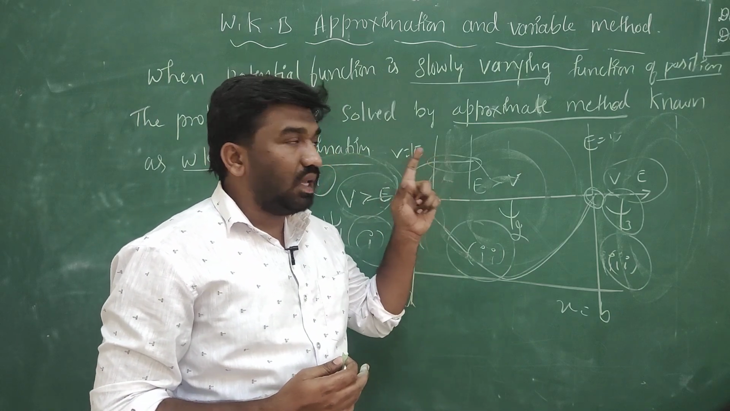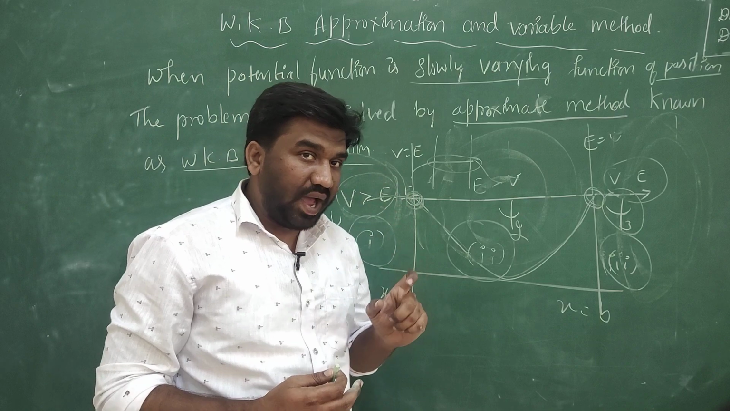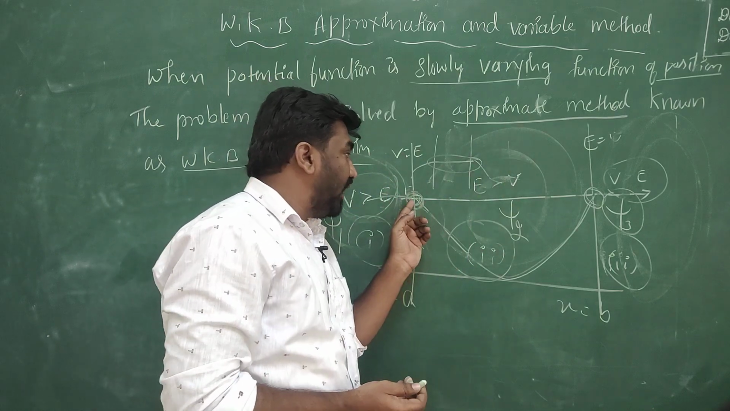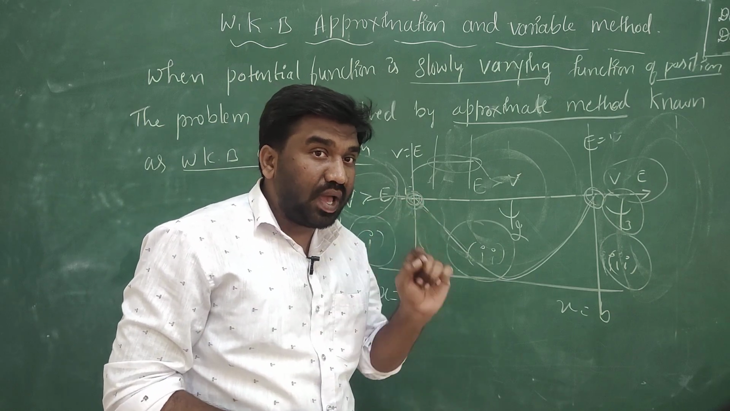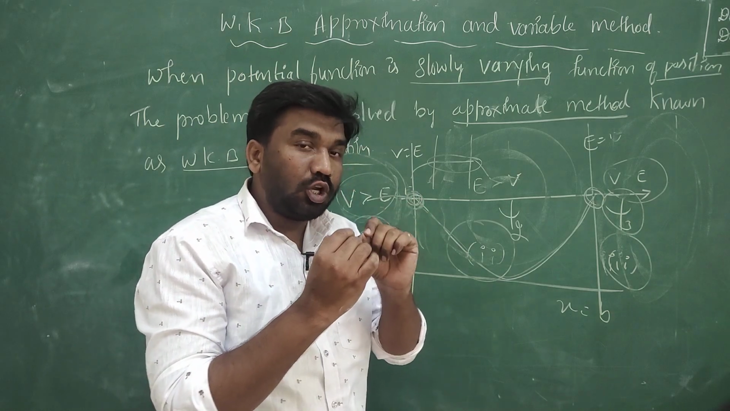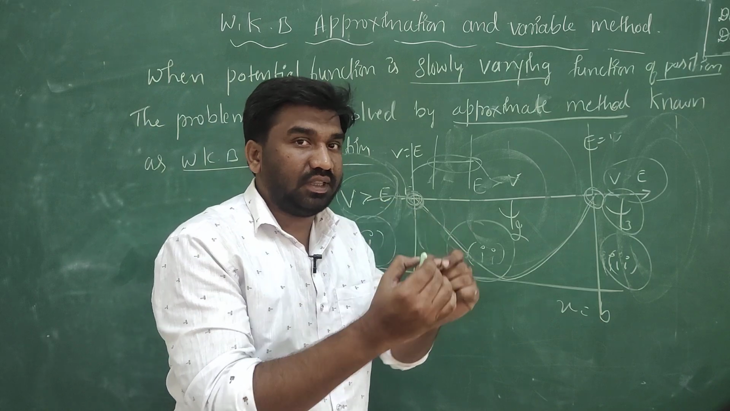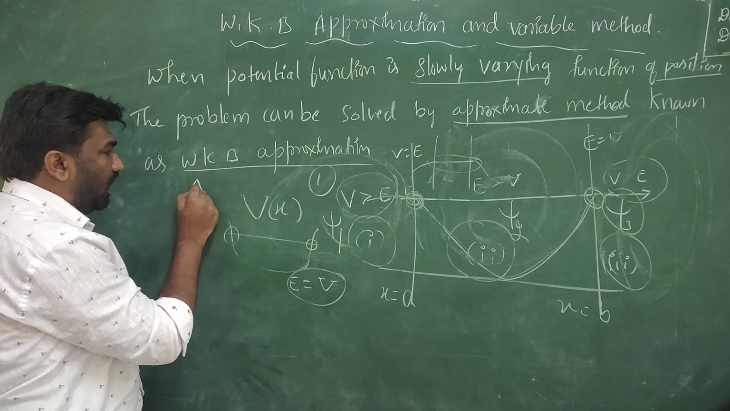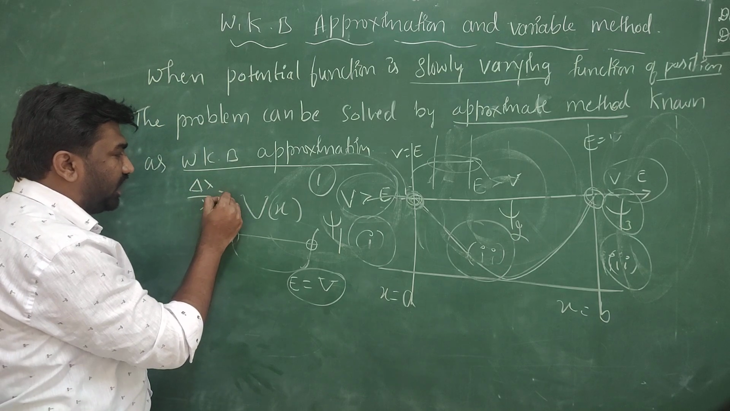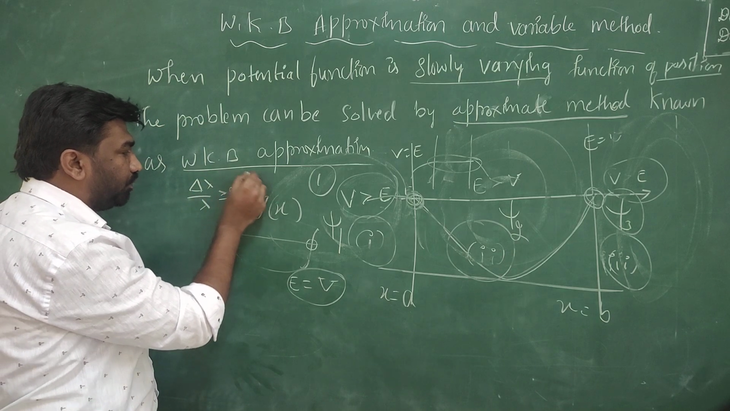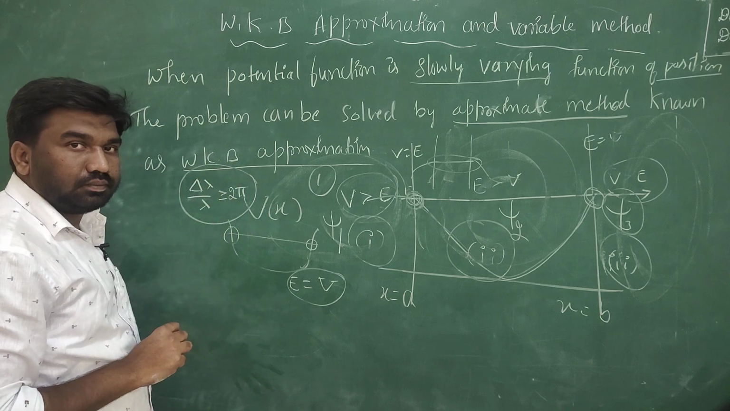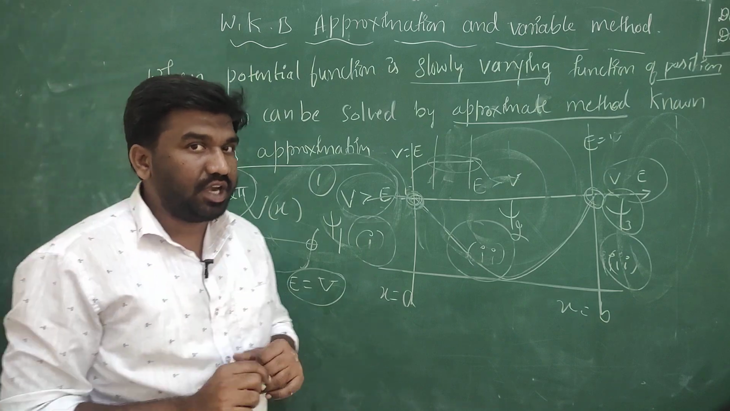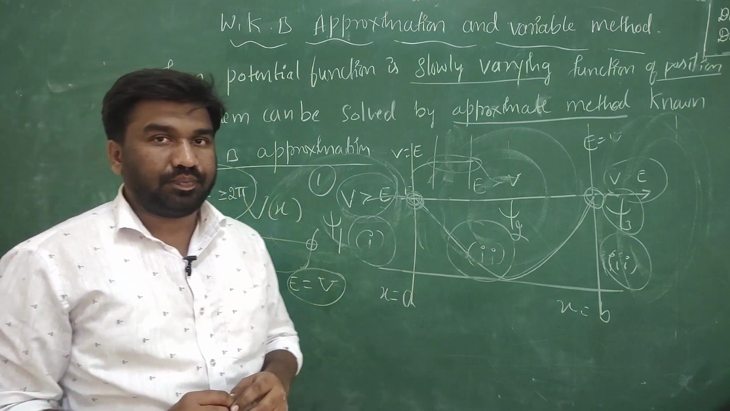So this WKB approximation is valid only in region 1, region 2 and region 3, not valid at turning points, and it is also valid only if the potential is slowly varying over the order of the de Broglie wavelength lambda, that is, delta lambda by lambda is greater than or equal to 2 pi. In this regime only the WKB approximation is valid. This is the validity condition.